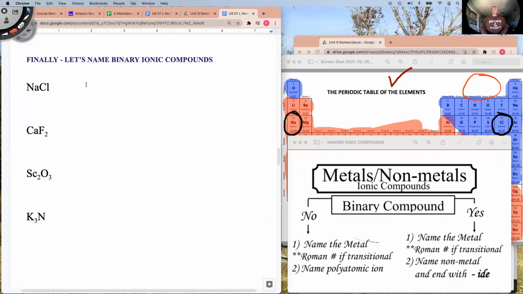And the Cl, all right, so let's name it. So we're going to name this one sodium. Sodium, that's the name of the metal. And then name the nonmetal and end with ide. So chlorine, end it with ide. It's going to be, oh, it gave me the answer. Sweet. Chloride, ladies and gentlemen. So this will be called sodium chloride. Let's take a look at the next one.